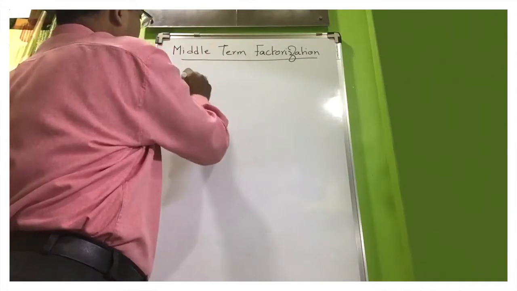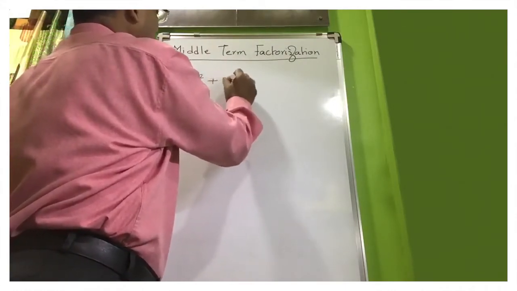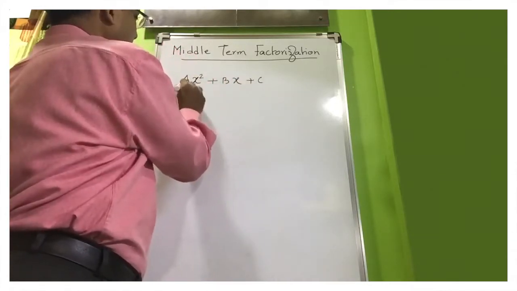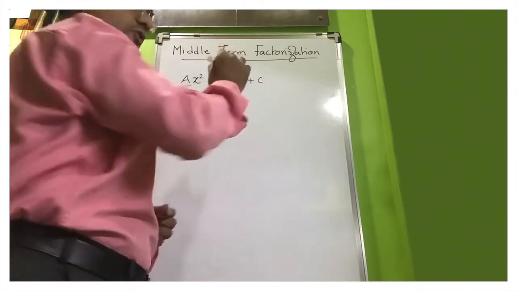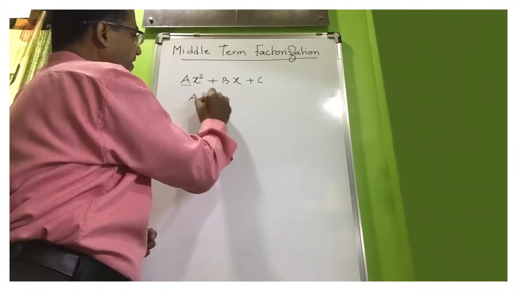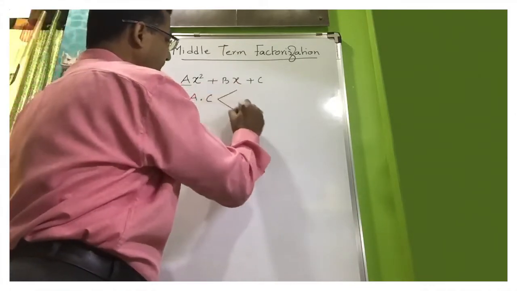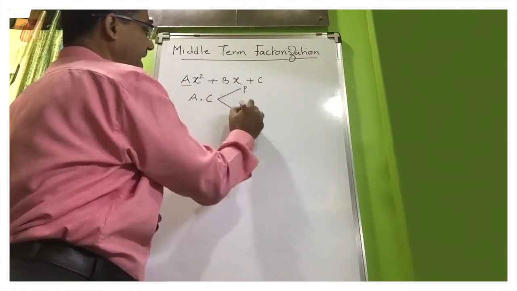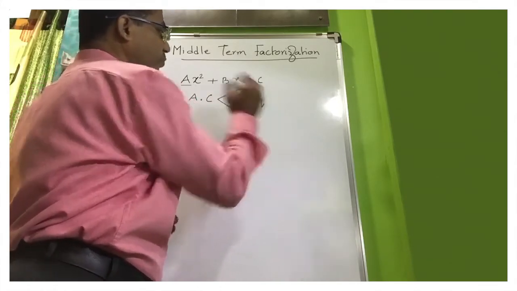Now suppose you have an equation ax square plus bx plus c. First you see a is the coefficient of x square, b is the coefficient of x and c is a constant. So you first multiply a into c, you get a product of a and c, then you break the product AC into two factors P and Q such that P should be always greater than Q.